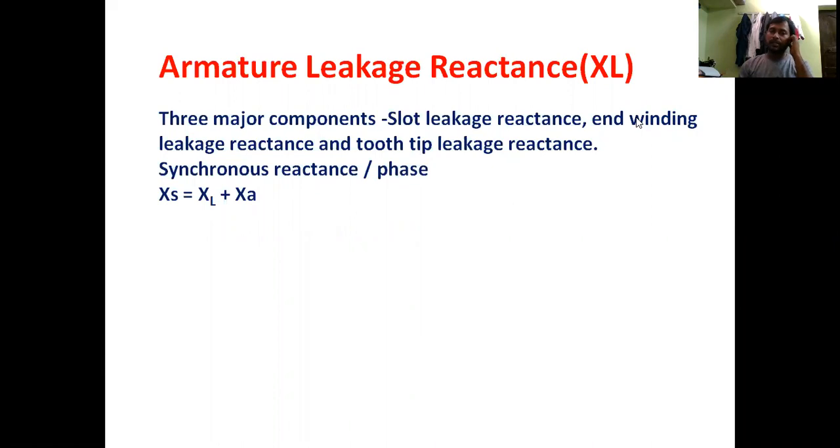The next one is armature leakage reactance. Generally, the major components are slot reactance, end winding reactance, and tooth tip reactance. These are all called leakage reactance. The definition is slot leakage, end winding leakage reactance, and tooth tip leakage. So these are all called leakage reactance.